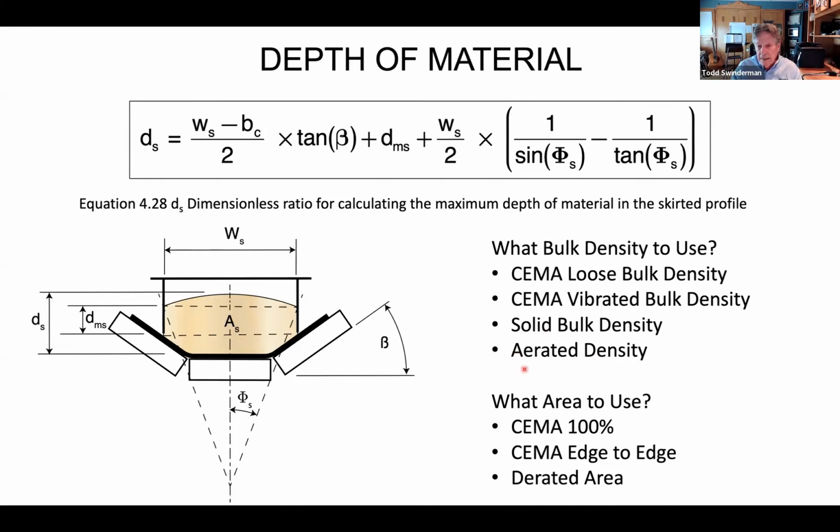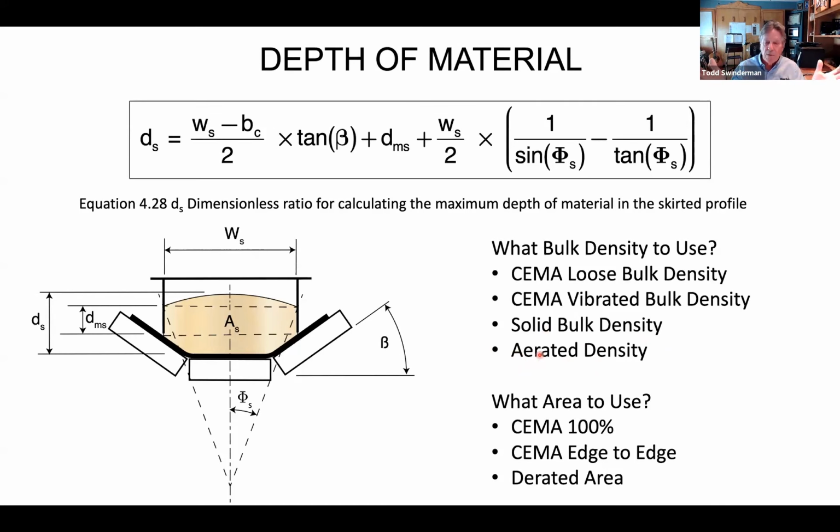And then aerated density. When the material first hits the belt, it's got air in it. And part of your dust problem is that air, once that material consolidates, coming out and spreading dust. Most bulk solids like coal and aggregate, there's not much of a problem there. The air goes out pretty quickly.